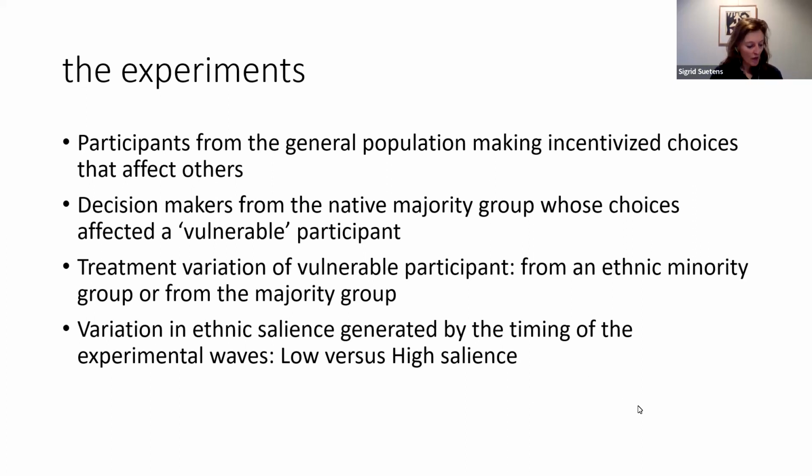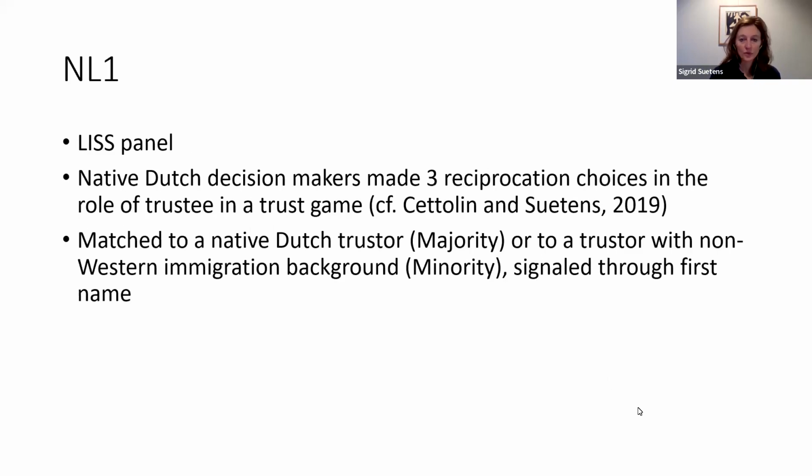Let me now go through the experiments one by one and what is specific to each experiment. The first experiment we abbreviate as NL1. That's an experiment that was run in the Netherlands with the LISS panel, a panel in which more than 6,000 to 7,000 people participate every year in surveys. And now and then they also participate in experiments.